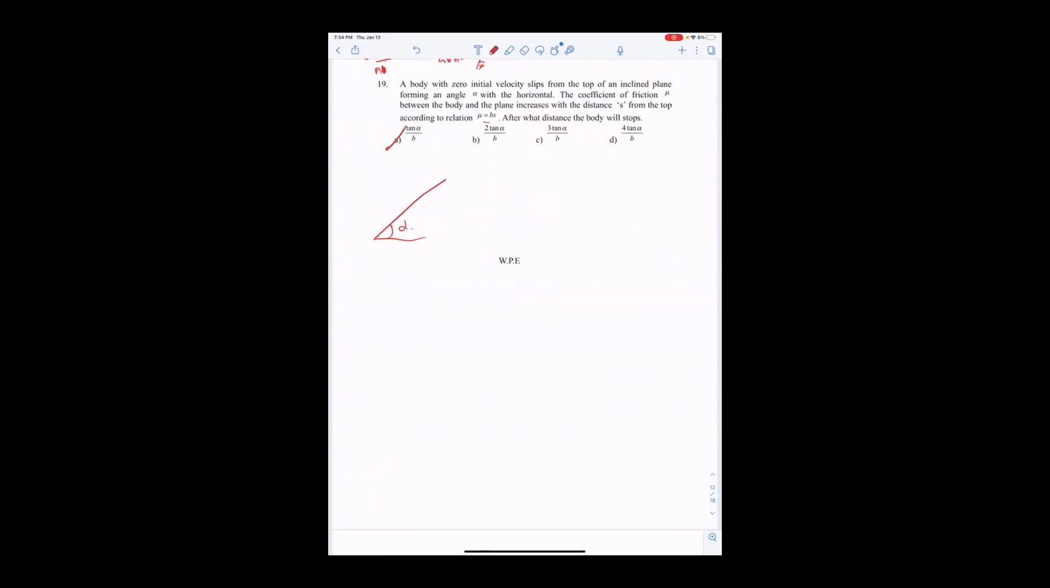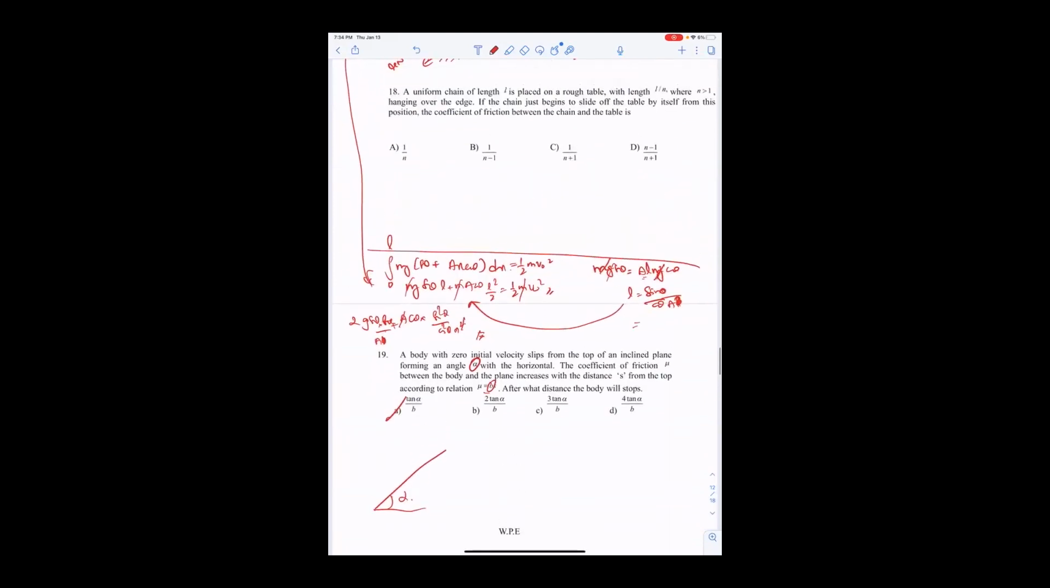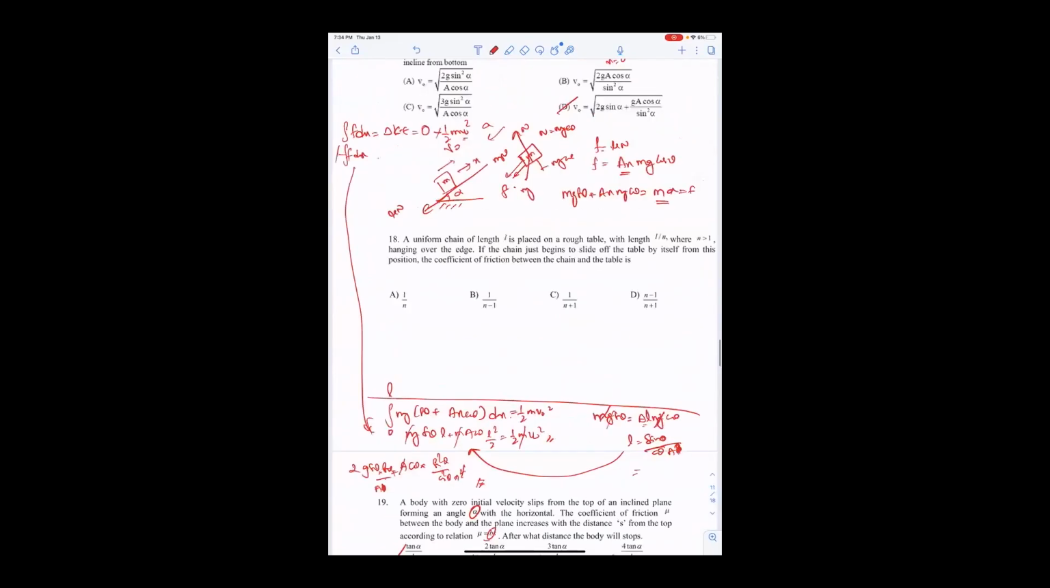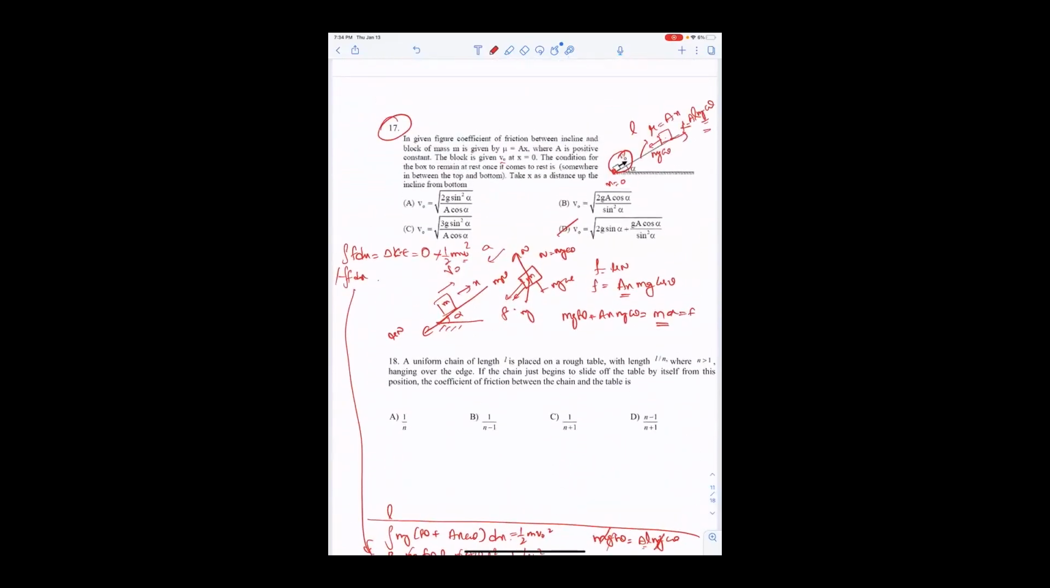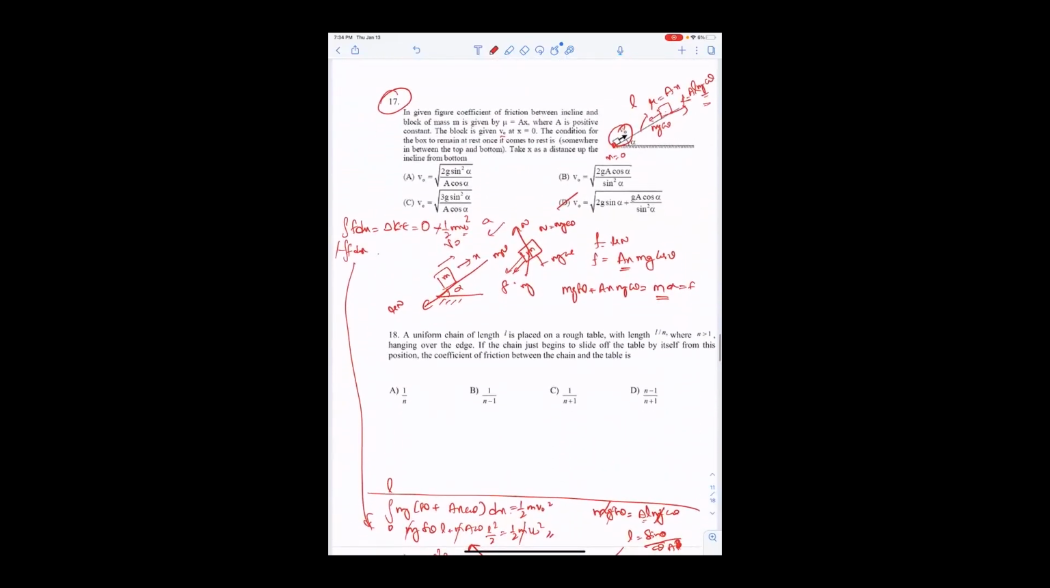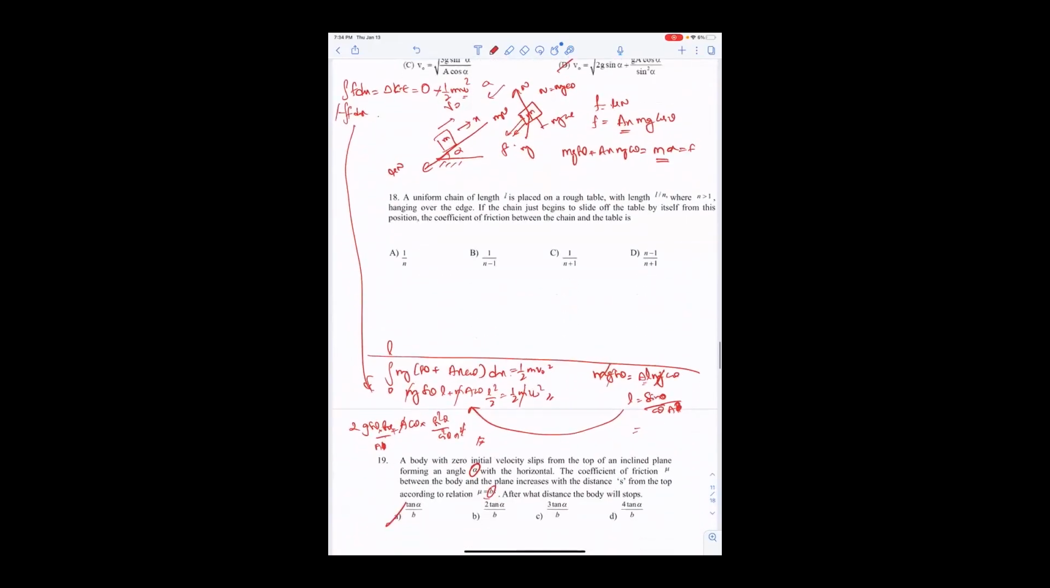So instead of capital A, we have this small b, right? Instead of theta, we have alpha. So at the highest point, if it has to come to rest, then same thing. aL mg cos theta is equal to mg sin theta. So we already solved it.